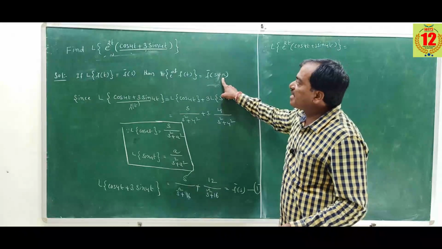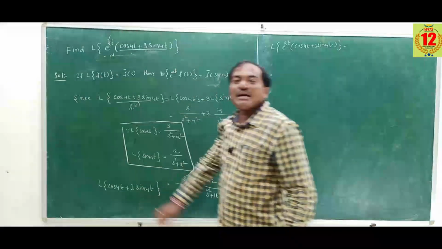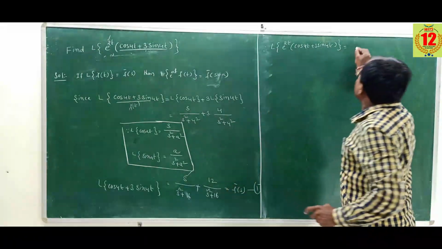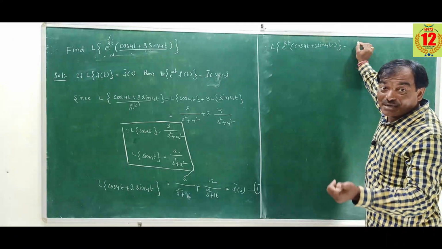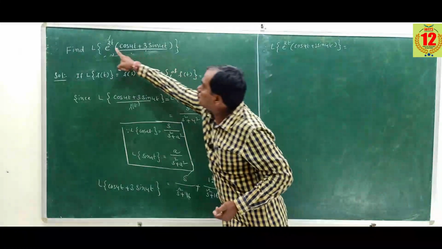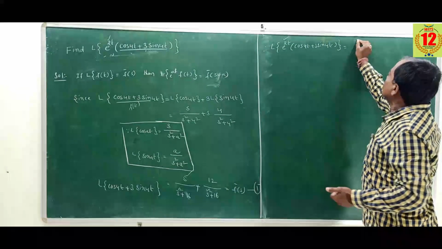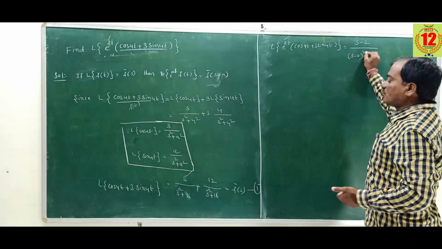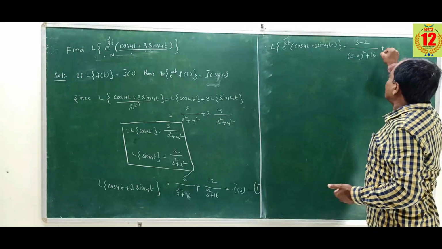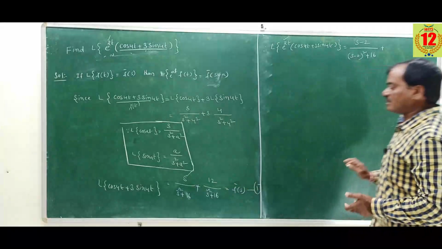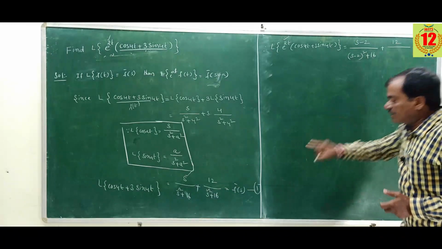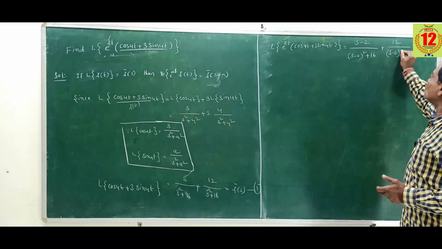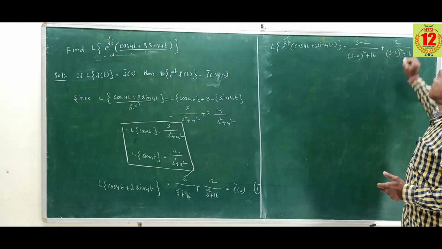What is a here? From e power 2t, a equals 2. So in this equation s is replaced by s minus 2. We get s minus 2 by s minus 2 whole square plus 16, plus in the second term 12 by s minus 2 whole square plus 16.